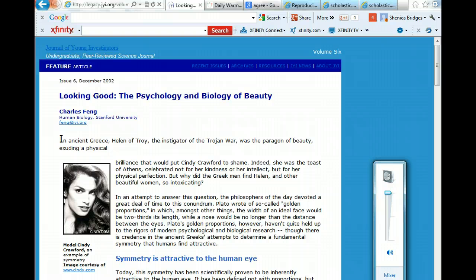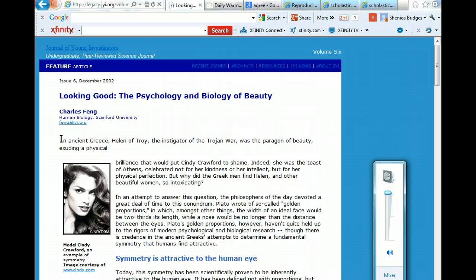SL 7.2, analyze the main ideas and supporting details presented in diverse media and formats, visually, quantitatively, orally, and explain how the ideas clarify a topic, text, or issue under study. And those are our main power reading standards.